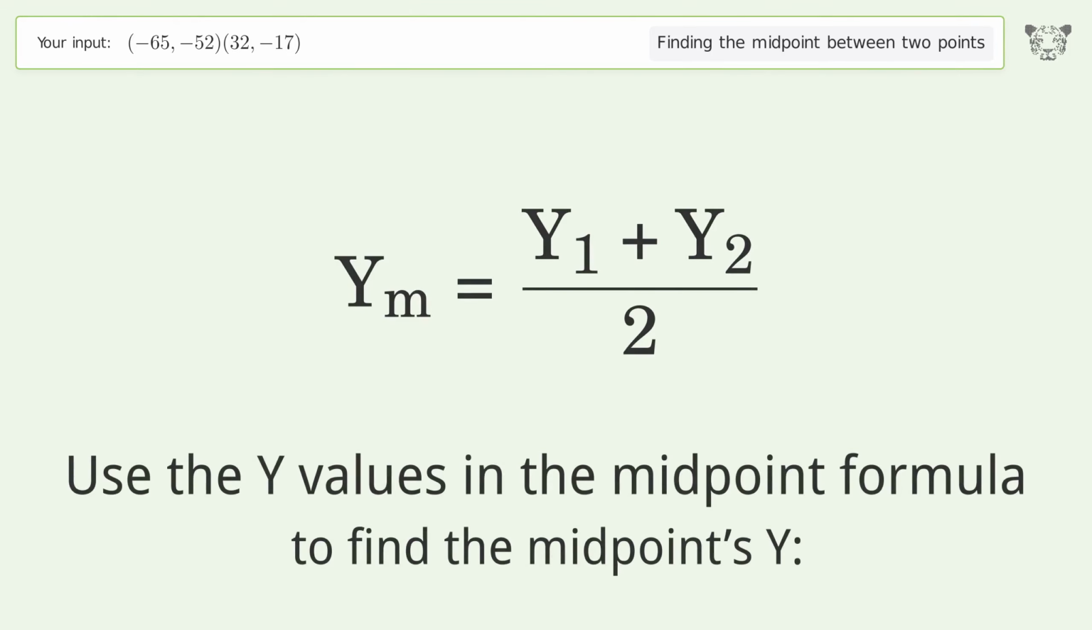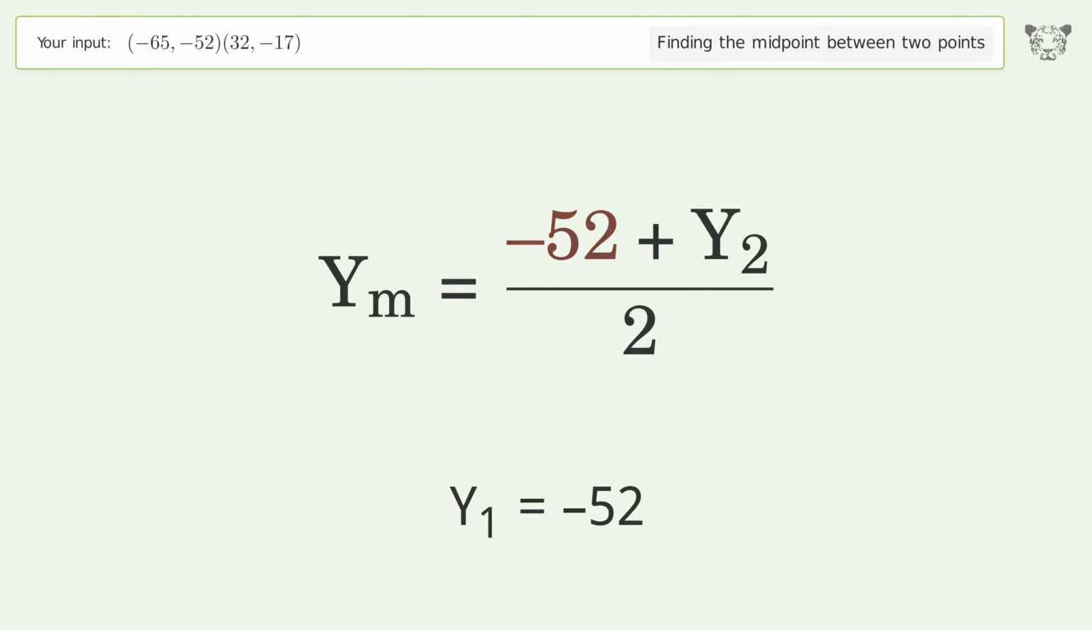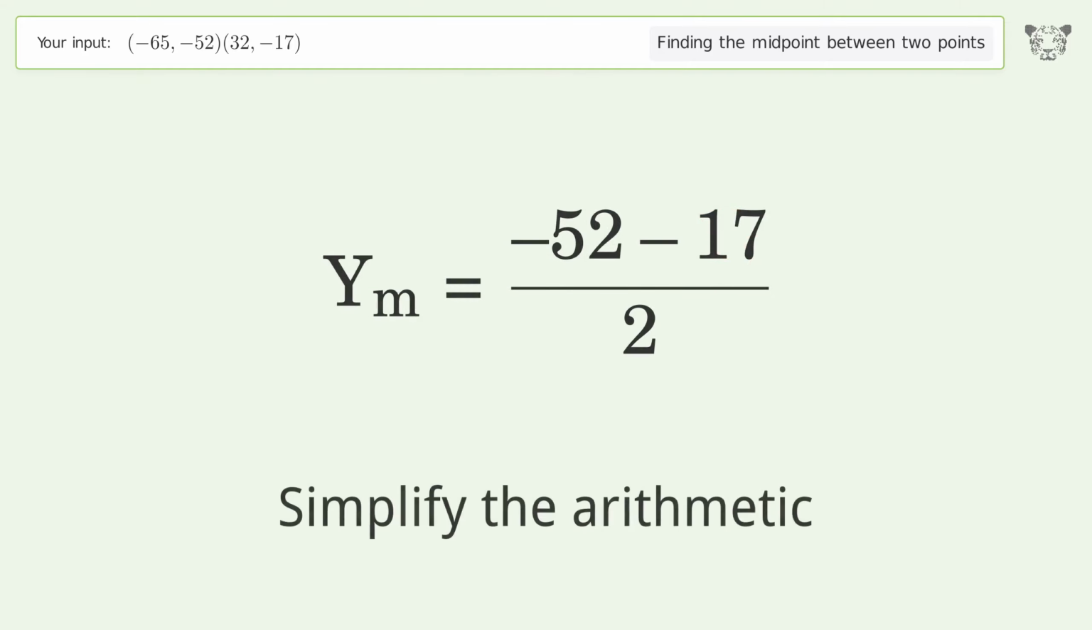Use the y values in the midpoint formula to find the midpoints y. y1 equals -52. y2 equals -17. Simplify the arithmetic.